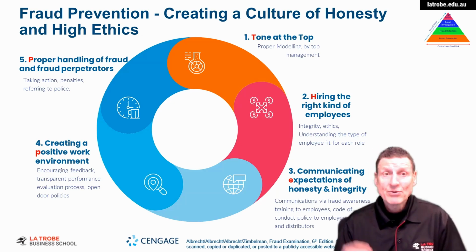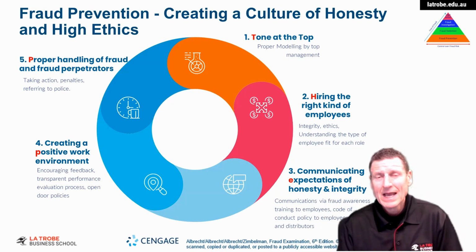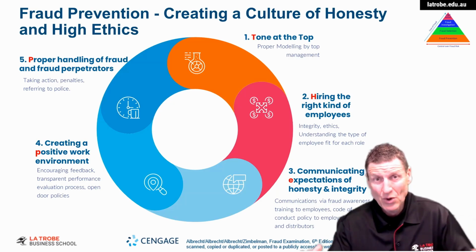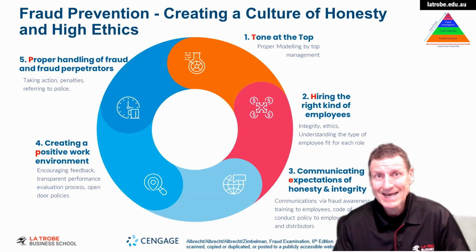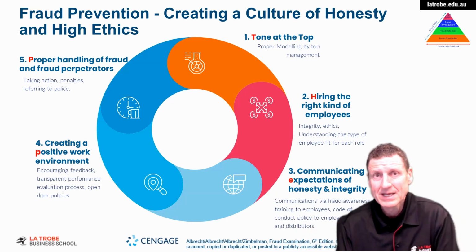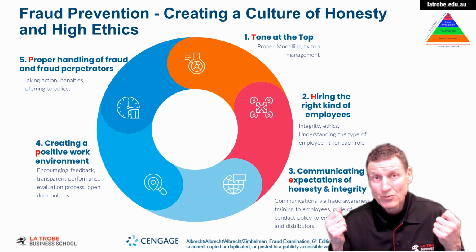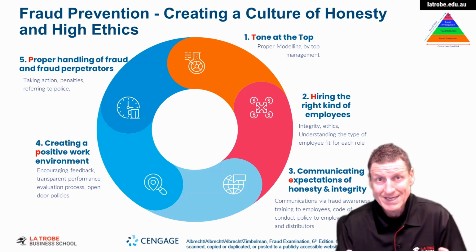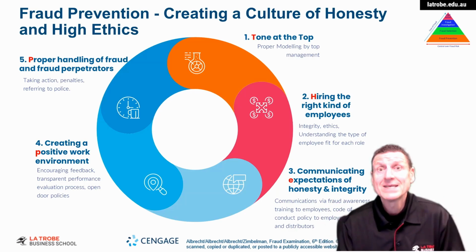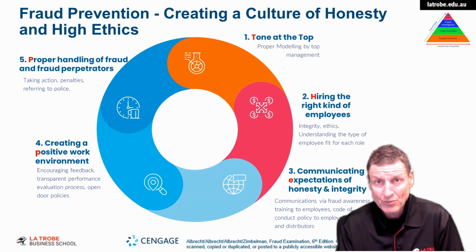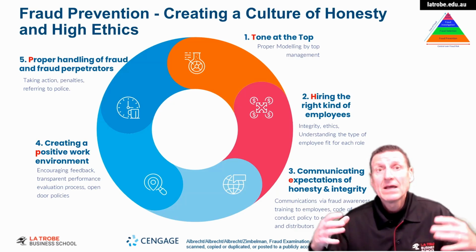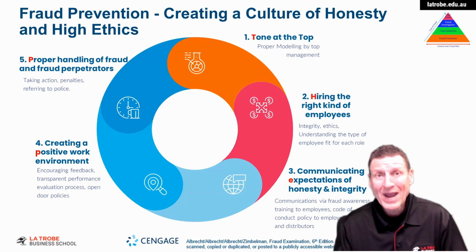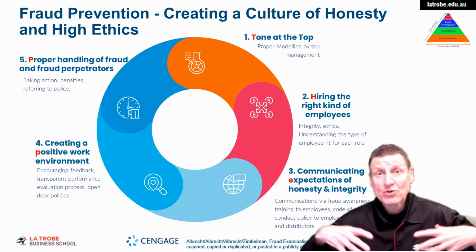So we think about 1, 2, 3, 4, 5, and I'd think, okay, so where do you begin? What practical or tangible action should organizations do in starting to create a culture of honesty and high ethics? Apart from the tone at the top, which would be a no-brainer, and it would be a non-starter if we didn't have the right tone at the top, the next big thing an organization should do, apart from hiring the right kind of employees, is undertake fraud awareness training amongst all employees. So you create a greater awareness.